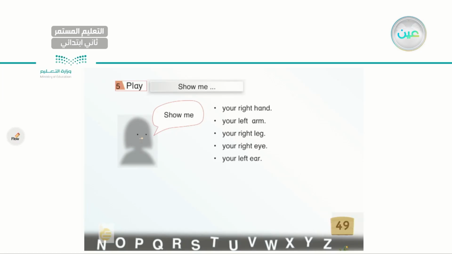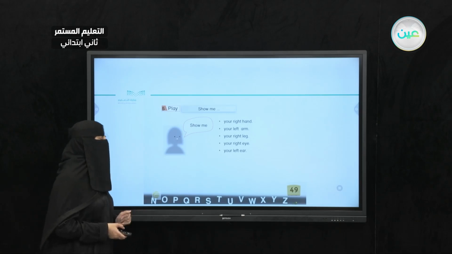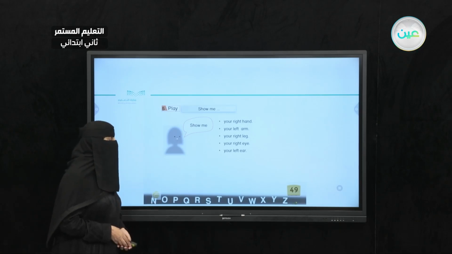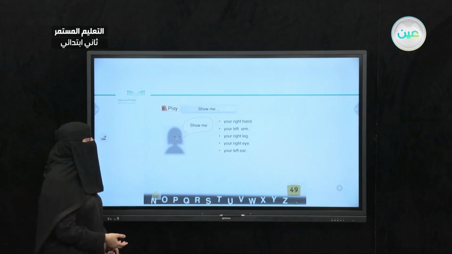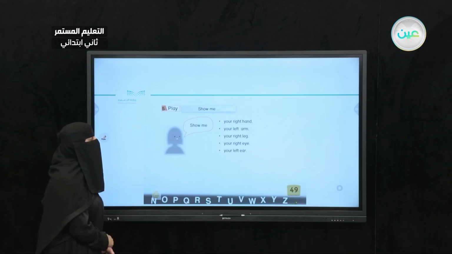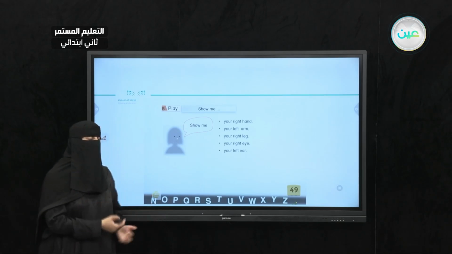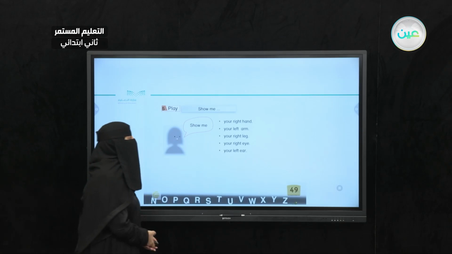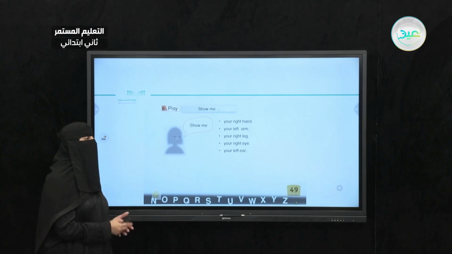Now, going to the lower part of page 49, I have this one. Show me game. I need you to play this one with any family member or perhaps your teachers when you go to school. Show me your right hand, my dear student. Put it up in the air. Where is your right hand? Put it up, up, up. Very good. That is your right hand. Now, show me your left arm. Point at your left arm. Very good. Excellent. How about showing me your right leg? Point at your right leg.